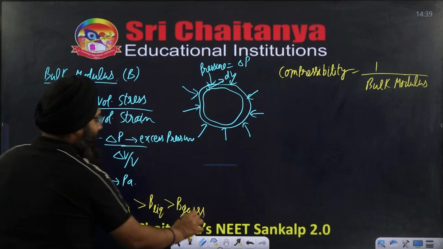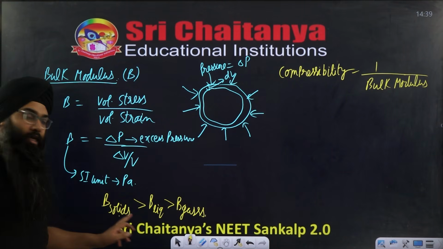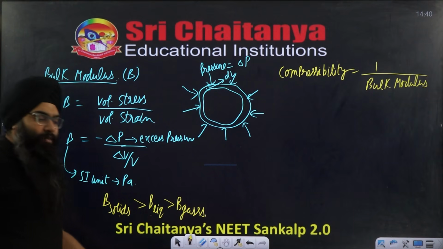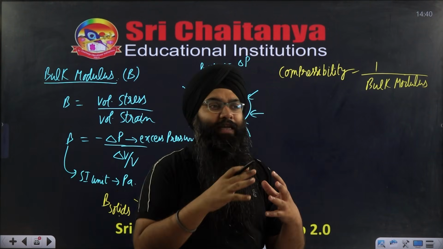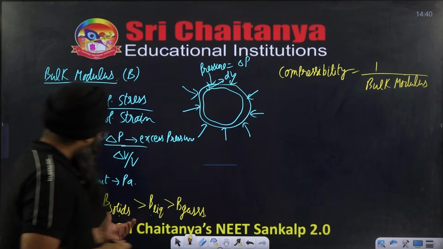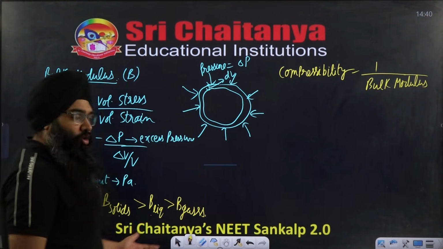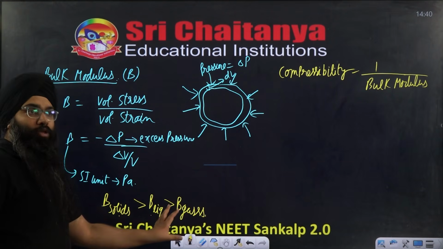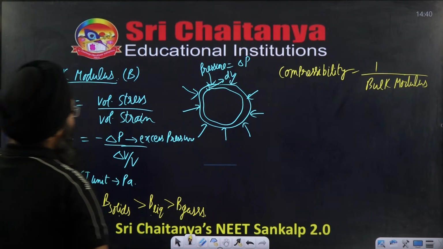So compressibility will be the reverse of that. Compressibility of solids will be the least, then liquids, then gases. Compressibility means who can be easily compressed and who cannot. Solids are very difficult to compress, while gases can be easily compressed. Understood the logic or not? So the compressibility ratio will be opposite to this, and the bulk modulus ratio will be like this. This is basically the concept of bulk modulus.